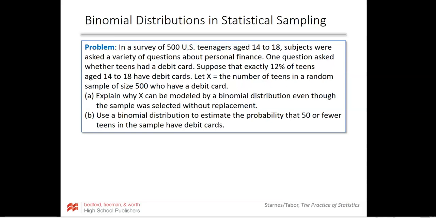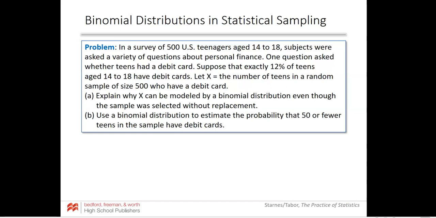So we sampled exactly 12%. In a survey of 500 U.S. teenagers, we sampled 500 U.S. teenagers. Well, how many U.S. teenagers are out there? Are there more than 5,000 U.S. teenagers in the entire United States? I would say yes. So since that's far less than 10%, even though we sampled without replacement, it passes the less than 10% condition, and we are okay.